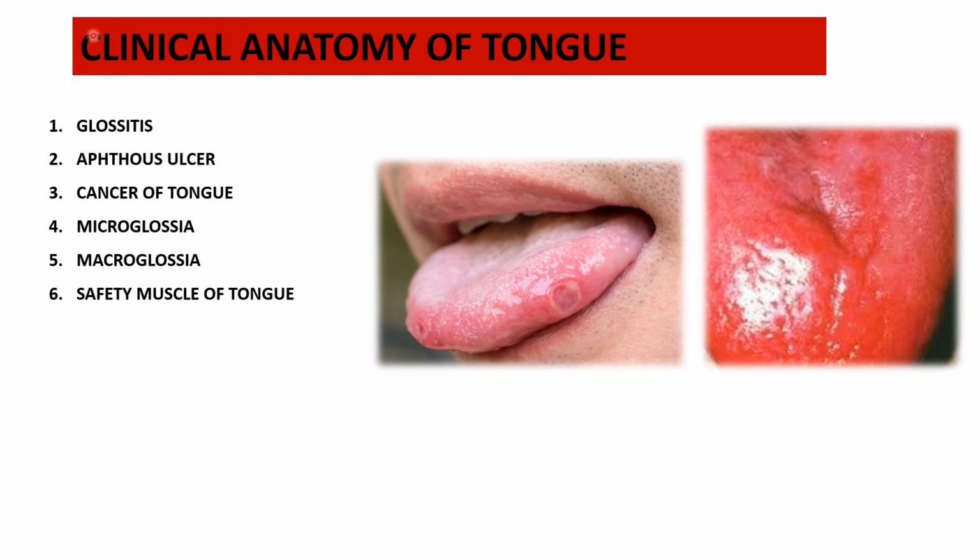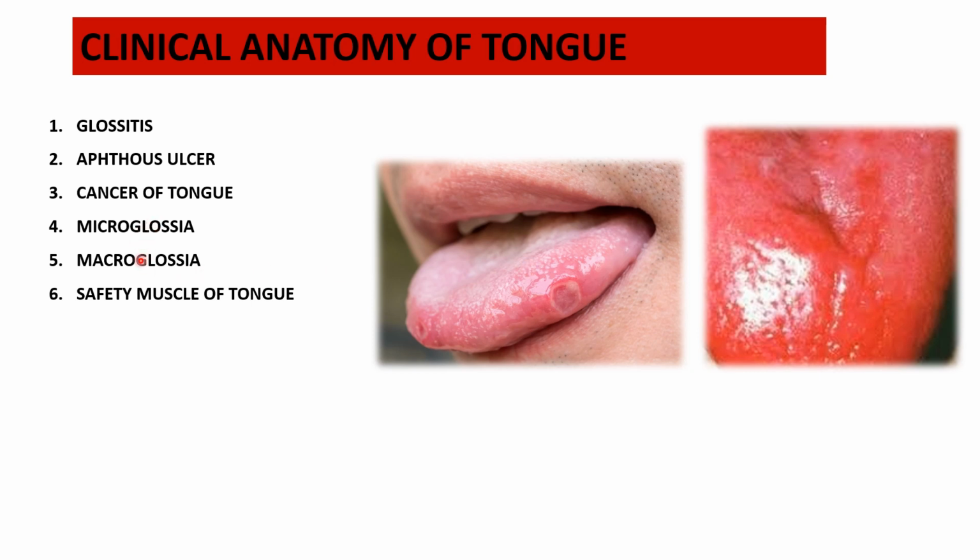Now let us discuss some clinical anatomy of the tongue. Glossitis is the term denoting inflammation of the tongue. Aphthous ulcer can happen, that is a mouth ulcer can develop in the tongue. That can be because of a tongue bite or even as an inflammatory response. Next is cancer of the tongue, CA tongue or malignancy. This is quite common, especially in tobacco chewers.